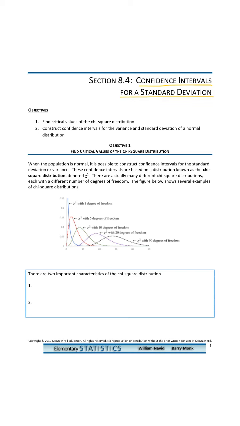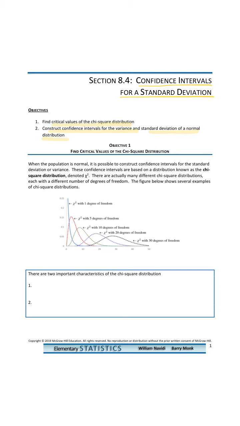In this section, you are going to learn how to find the critical values of a chi-square distribution and how to construct confidence intervals for variance and standard deviation of a normal distribution. The methods of this section apply only for samples drawn from a normal distribution. If the distribution differs even slightly from the normal, these methods should not be used.